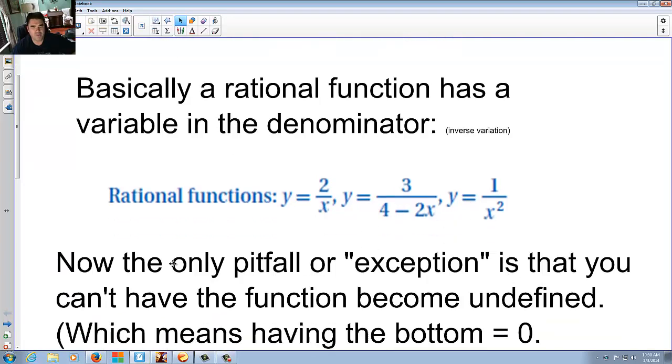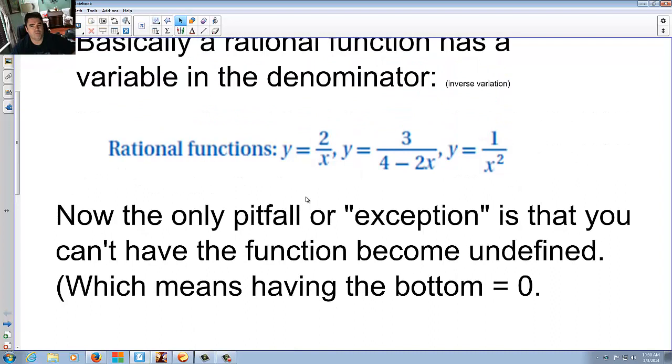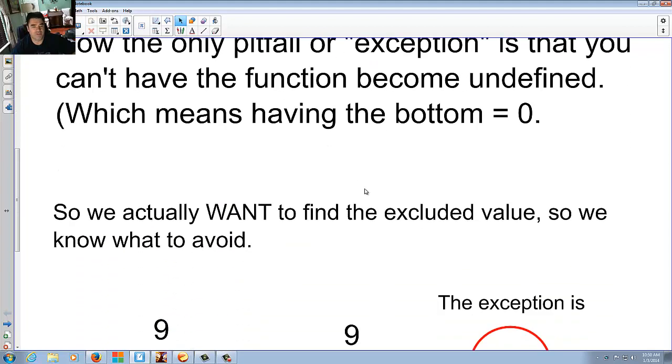Now, the only pitfall or exception is that you can't have the function become undefined, which means having the bottom equal 0. In other words, you can graph these, but remember, I can't have a number over 0 because that's undefined. So we actually want to find out what the excluded value is so we know what to avoid. In other words, we're going to figure out what will make these all 0 so we know what the only number we can't have is.